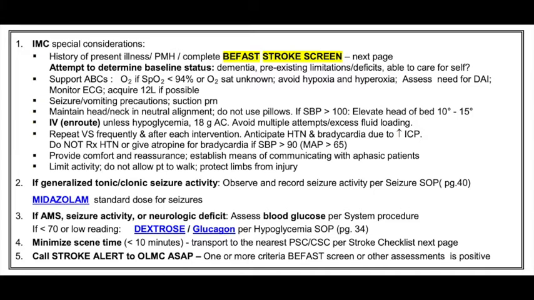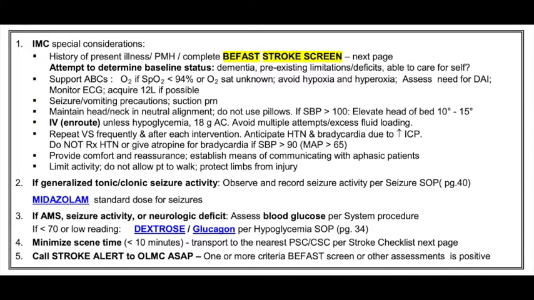We need to anticipate hypertension and bradycardia due to increased intracranial pressure. We do not want to treat hypertension or give atropine for bradycardia if the systolic blood pressure is greater than 90. So if they have an elevated or widening pulse pressure, that's going to lead to a low heart rate. Remember Cushing's triad. So we have widening pulse pressure, bradycardia, and Cheyne-Stokes respirations, the irregular respirations. We do not want to treat that bradycardia with atropine.